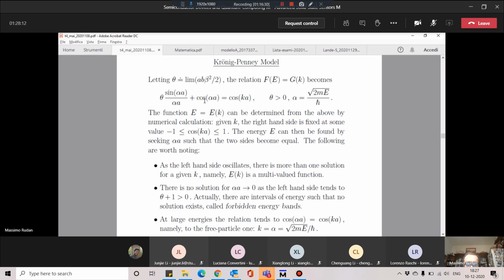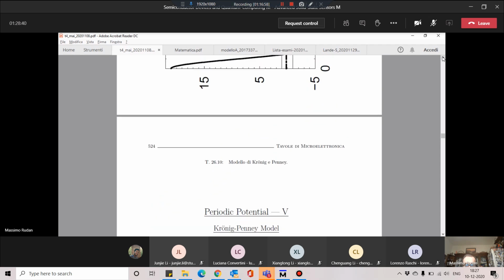Okay, so let's see how the solution can be found graphically. I say it again, we fix K, find the value of the right-hand side, and then we find the possible values of alpha such that the left-hand side becomes equal to the right-hand side. And this can be easily made graphically.